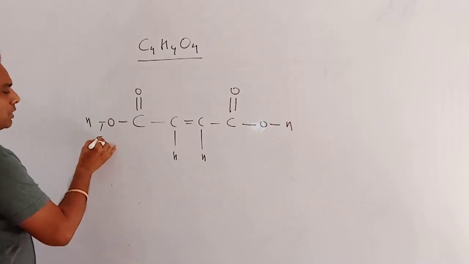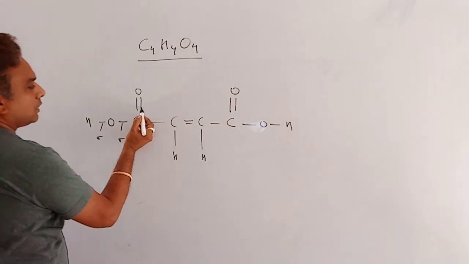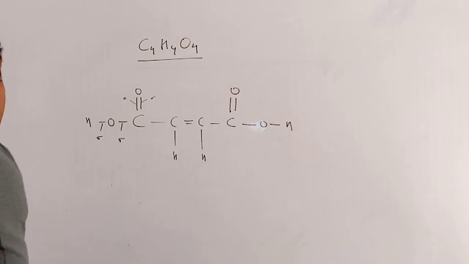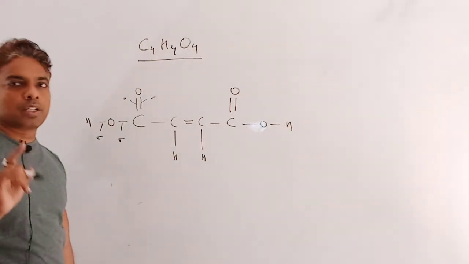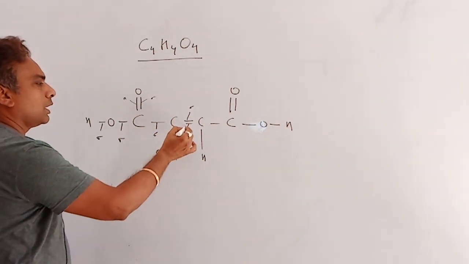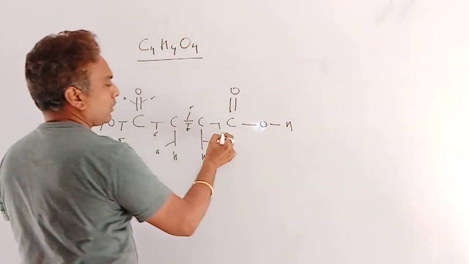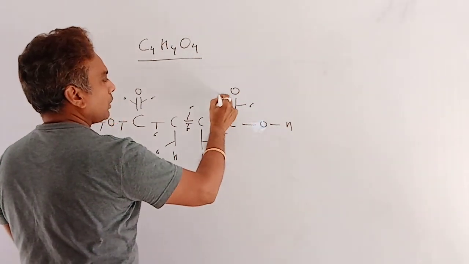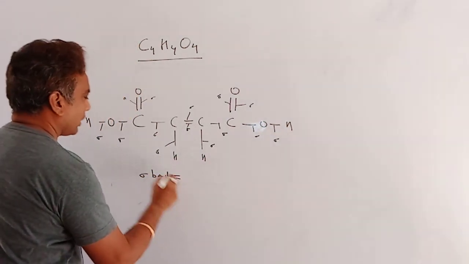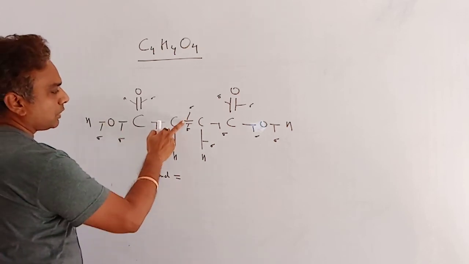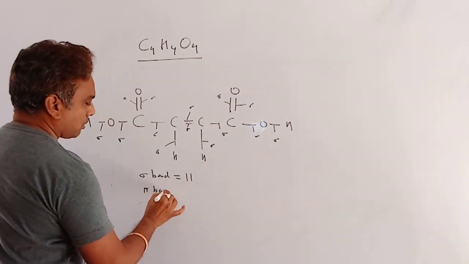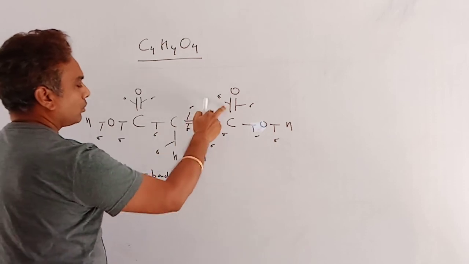First sharing is always sigma, this one is also sigma. Here is double sharing, one is sigma and another is pi. First sharing is always sigma, further all sharings are pi. Here is sigma, here is also sigma, this one is sigma and the left one is pi. Sigma, sigma, here is sigma, next one is pi, sigma as well as sigma. So total number of sigma bonds in this molecule is 1, 2, 3, 4, 5, 6, 7, 8, 9, 10, 11. And number of pi bonds in this molecule is 1, 2, 3.